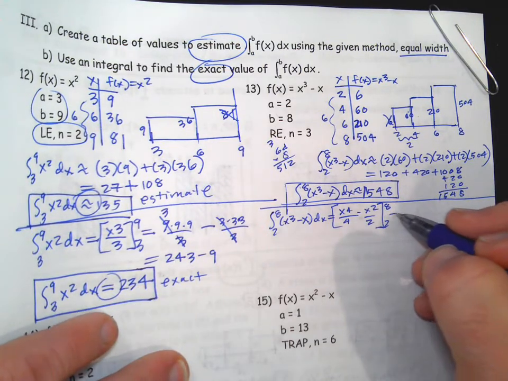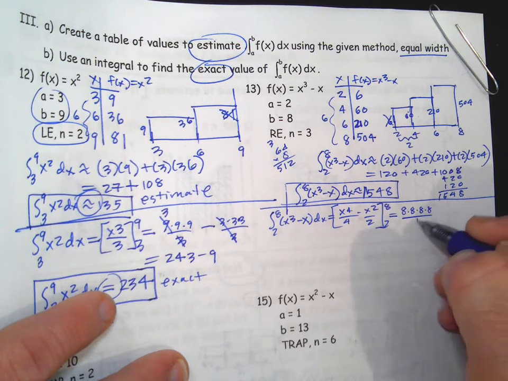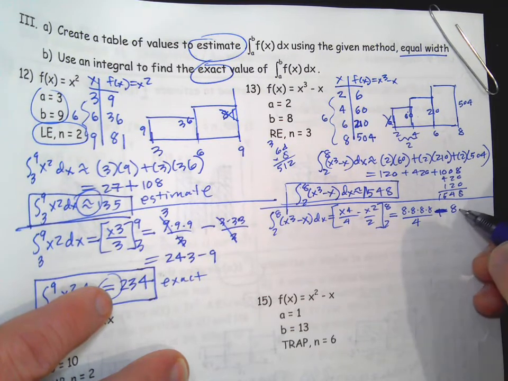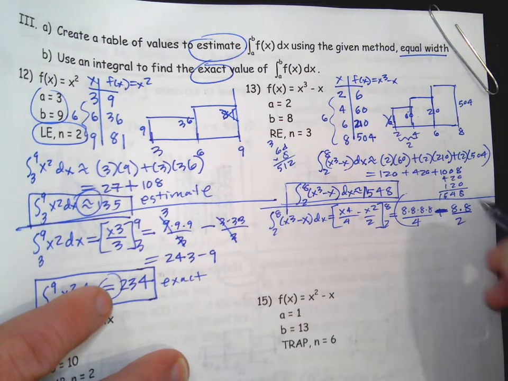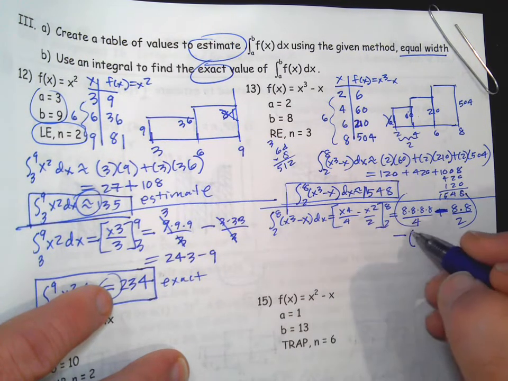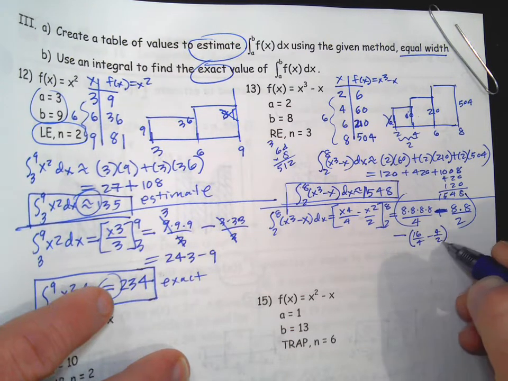So you plug 8 in, that's going to be 8 times 8 times 8 times 8 over 4, and then you also got to plug 8 into both of them. And then minus, then you got to plug in 2. That's 16 over 4, minus 4 over 2.